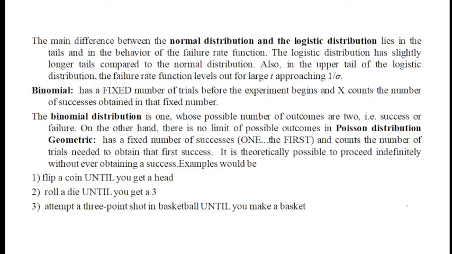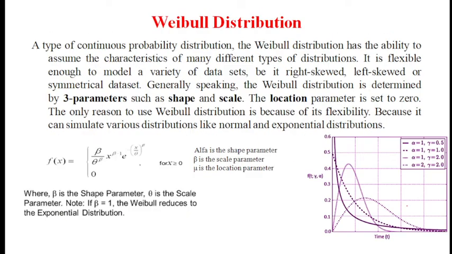Let us go to the next one, the Weibull distribution. It is a continuous type of probability distribution. The Weibull distribution has the ability to assume the characteristics of many different types of distributions.